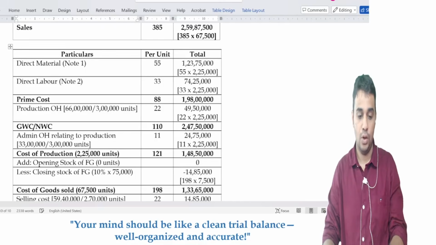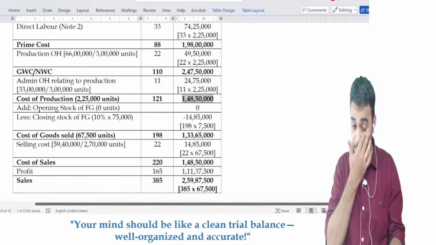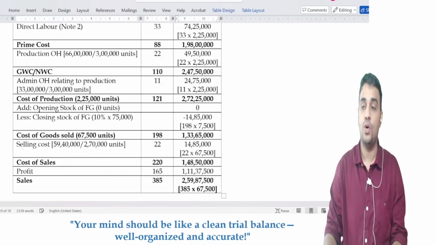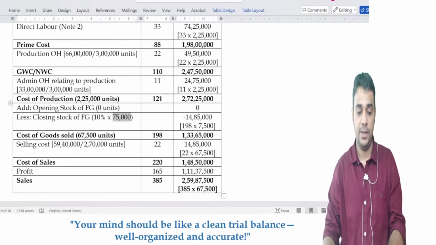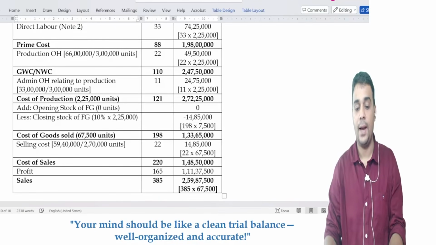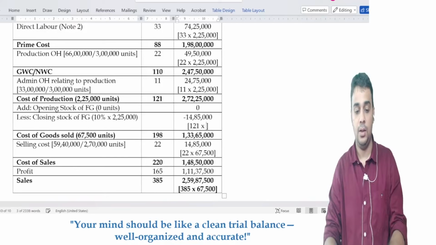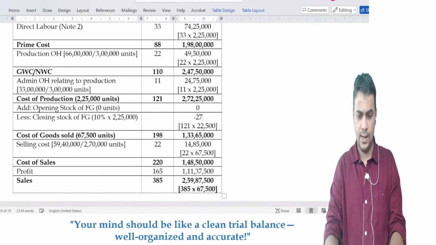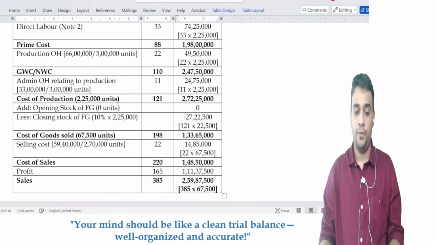This is for 2 lakh 25,000 units. What's the value? 2 crore 72 lakh 25,000. No opening FG. Closing FG will be 10% of 2 lakh 25,000. Value is going to be 121 into 22,500, which is 27 lakh 22,500.